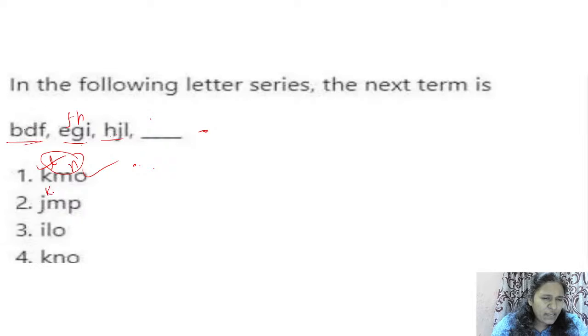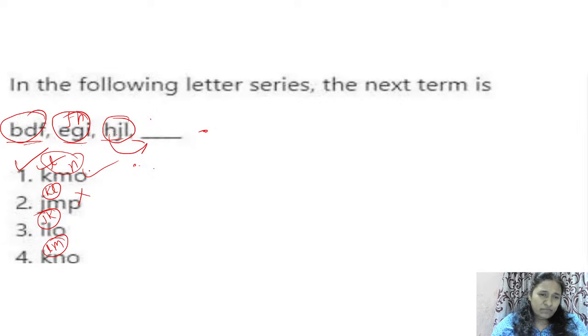J, K, L. It is not, because it is skipping 2. K, L, M. And here also I, J, K. Here also two letters skipping. K, L, M. Here also two letters skipping. That's why, from the options, we are not checking the next letter here. Just we are seeing the series only. Only KMO is following the series of alternative letters.